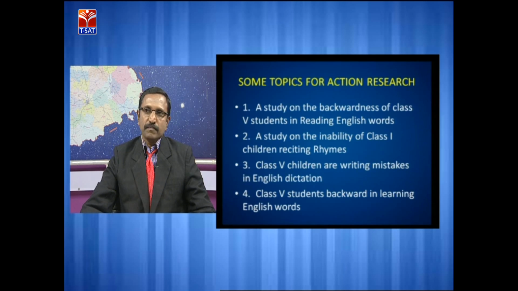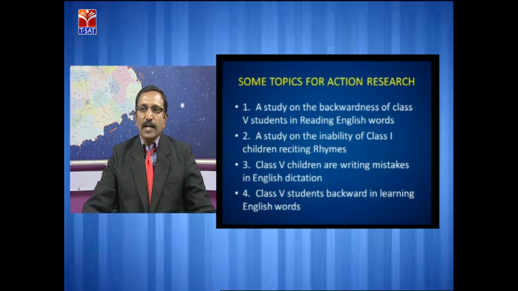The first one, a study on the backwardness of class 5 students in reading English words. The class 5 students are backward in reading simple English words. You can take up this area for action research. Second one, a study on the inability of class 1 children reciting rhymes. Some children may be unable to recite rhymes, so this helps to practice the rhymes for children.